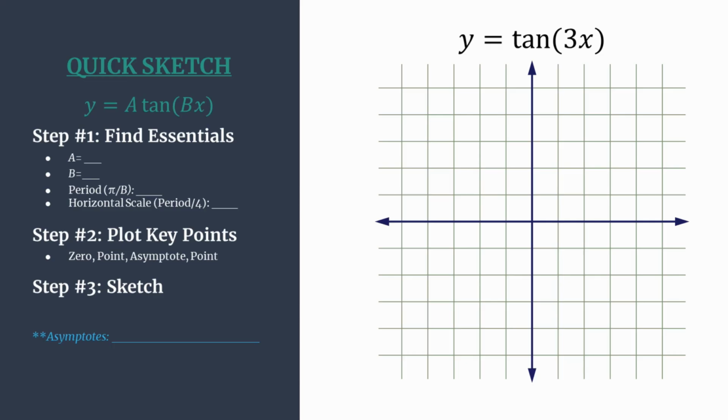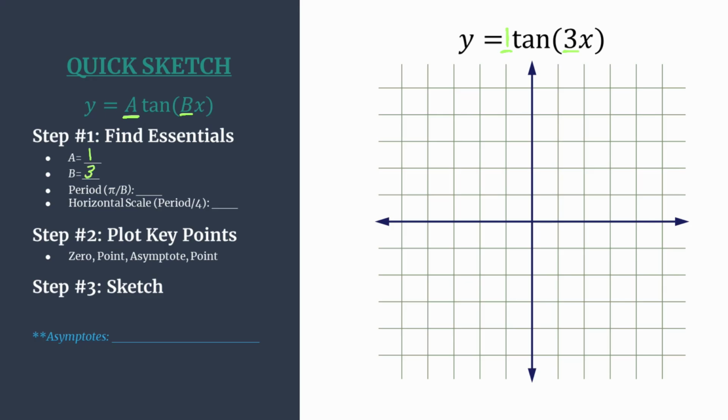Let's find the essentials. A, nice and easy, it's the leading coefficient right in front of the tangent. We don't see a number there, so we understand it's a 1. And that's going to help us with the y coordinates for some of our points in our key points pattern in step 2. So we'll come back to that. B is the coefficient of x. So in our case, it's 3. And that's going to help us find the period.